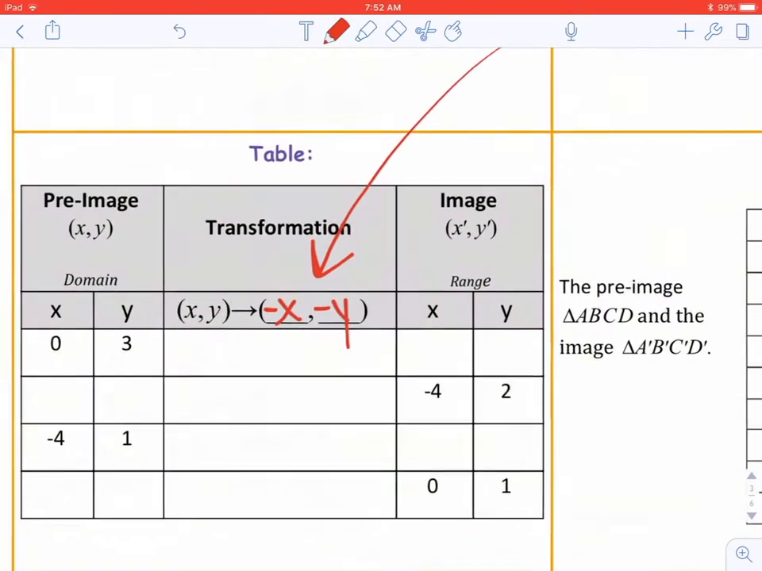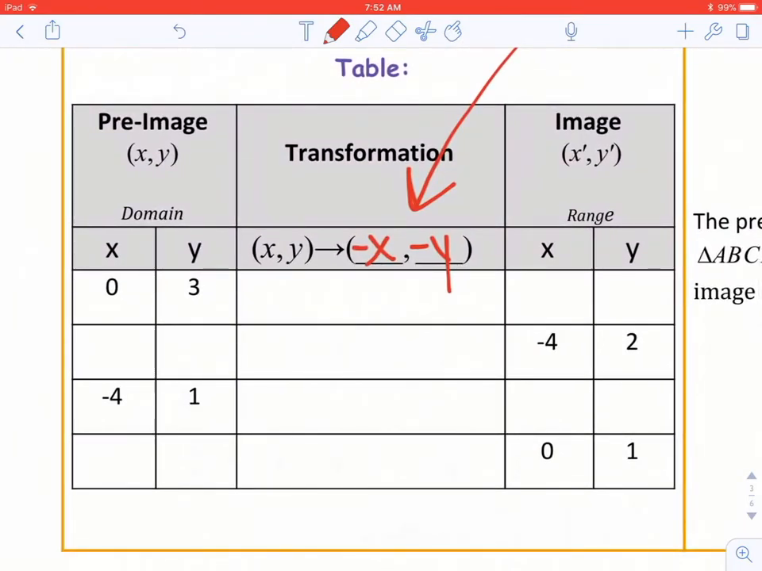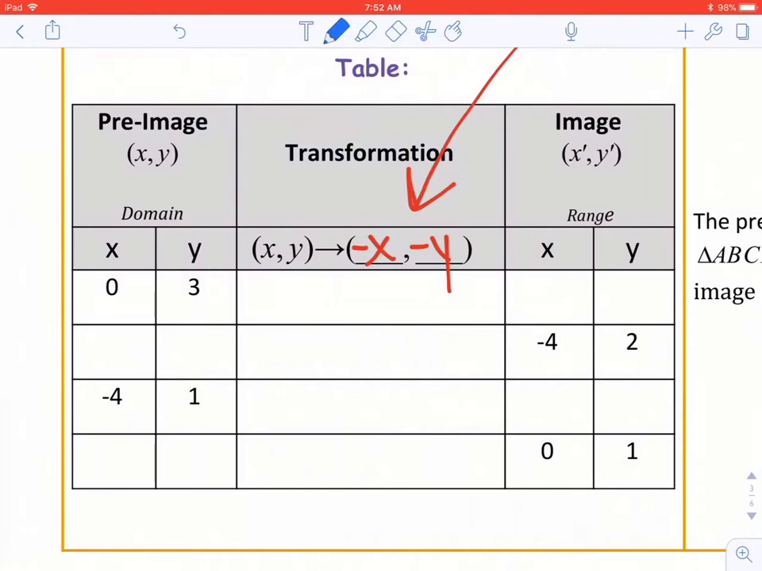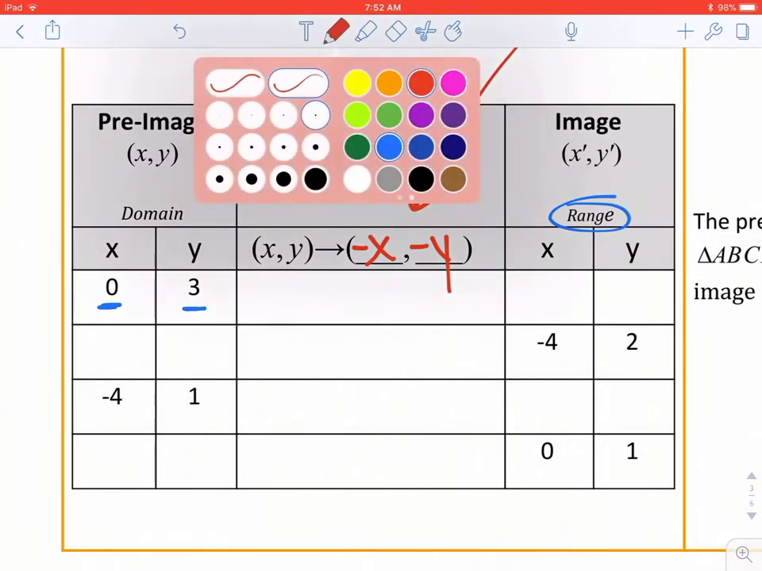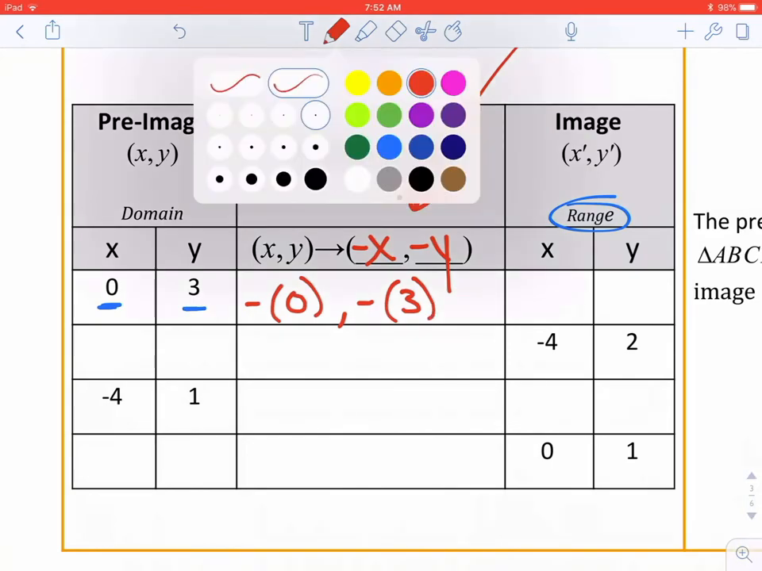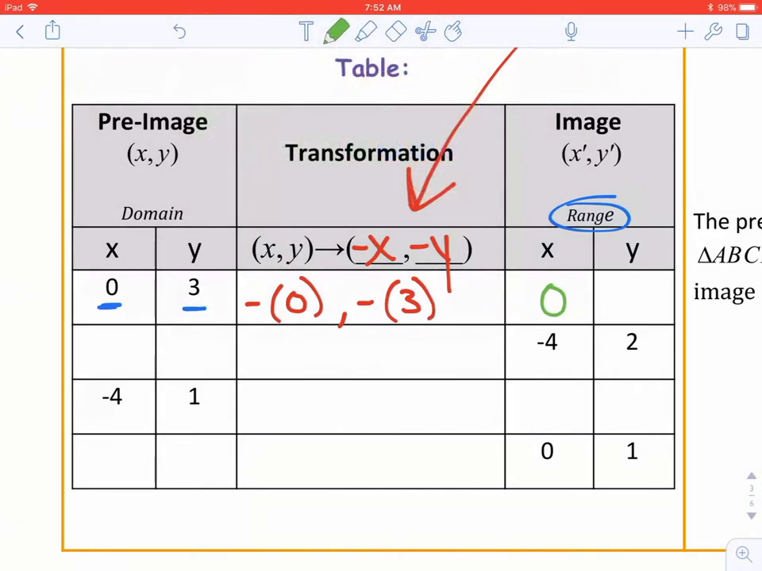So let's go focus on the table first. We're given some points like we've seen before with other values that are missing. Like we have 0 and 3, and we need to figure out the range that we would end up with. So let's simplify. Negative x would be negative 0, which we know is still going to be 0. And then negative y would be negative 3. So then we could fill in 0, negative 3 for our missing range, or our A prime.